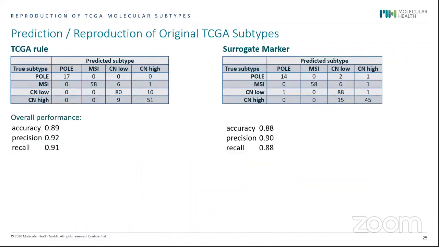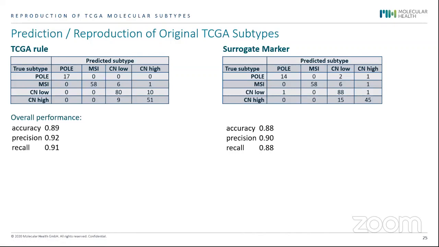So looking at the overall accuracy here, we get pretty good results. So left-hand side, the TCGA rule classification from DNA and GS data, right-hand side, the surrogate marker classification, both reach around 90% accuracy, precision and recall.